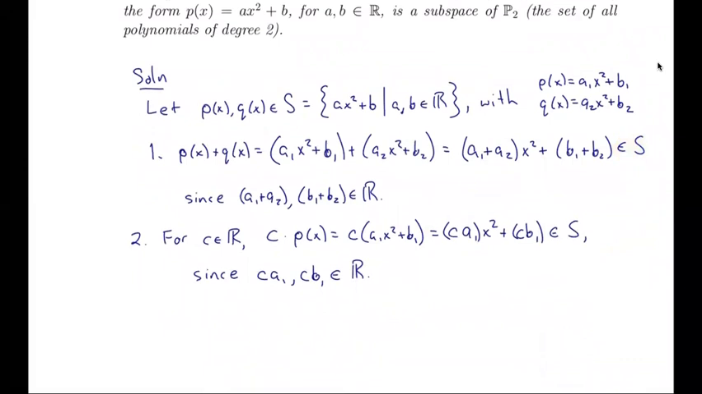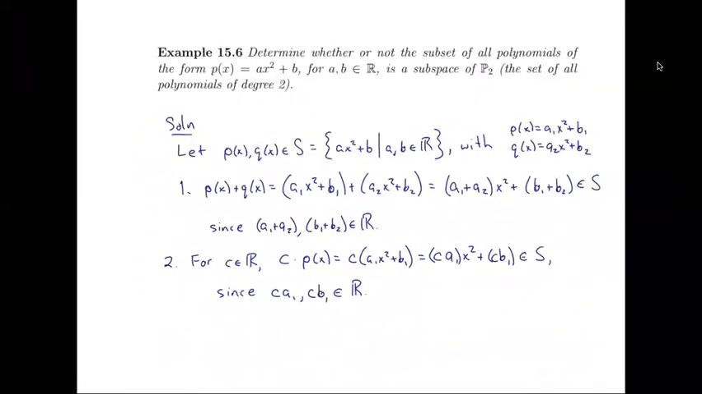Now, let's see, for C, we let C be a scalar. We multiply C times one of these polynomials. We're going to get C times A1, x squared, C times B1. Again, we have a real number times x squared. So here's a new A times x squared plus some B, some real number. We're in the correct form, or this form matches this, maybe by substitution if we desired. So we are in the set S.